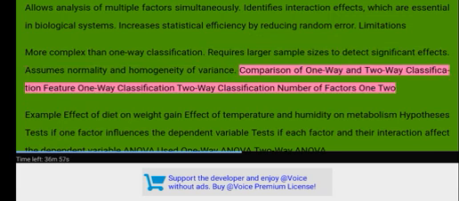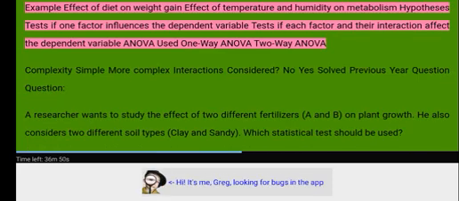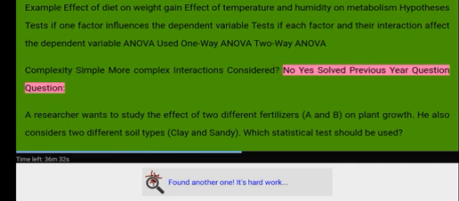Comparison of one-way and two-way classification. Feature: one-way classification, two-way classification. Number of factors: 1, 2. Example: effect of diet on weight gain, effect of temperature and humidity on metabolism. Hypotheses: tests if one factor influences the dependent variable; tests if each factor and their interaction affect the dependent variable. ANOVA used: one-way ANOVA, two-way ANOVA. Complexity: simple, more complex with interactions considered. Interaction: no, yes. Solved previous year question.